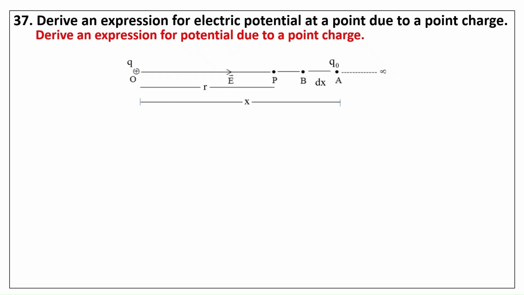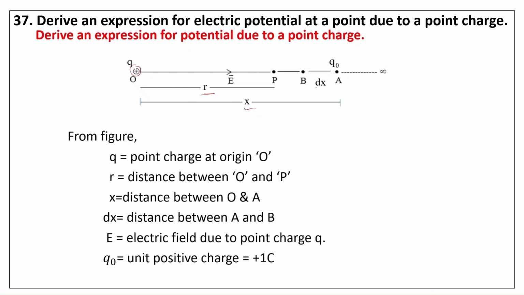Question number 37. Derive an expression for electric potential at a point due to a point charge. Answer. From figure, Q is point charge at origin O. R is distance between O and P. X is distance between O and A. dx is distance between A and B. E is electric field due to point charge Q. Q naught is unit positive charge, equal to +1 coulomb.